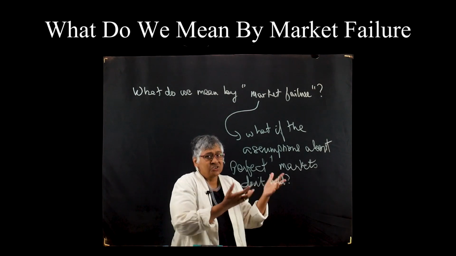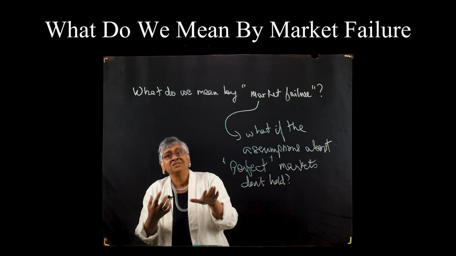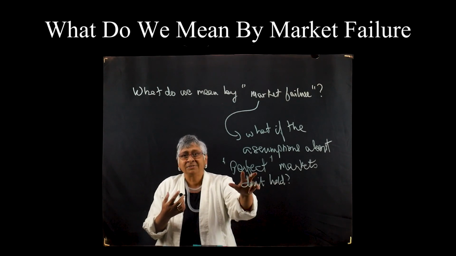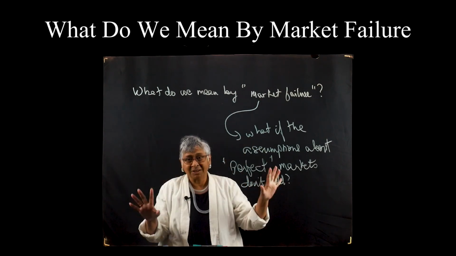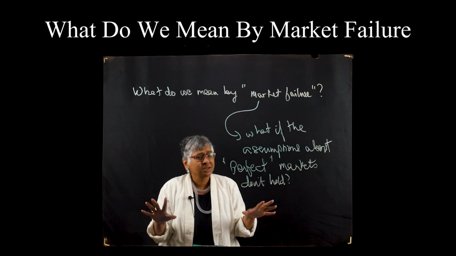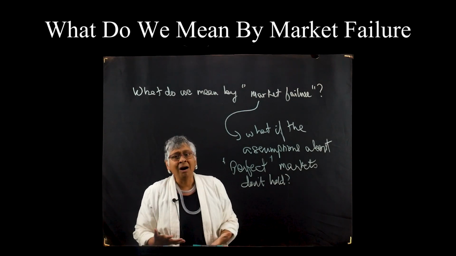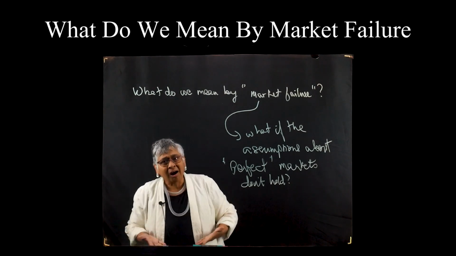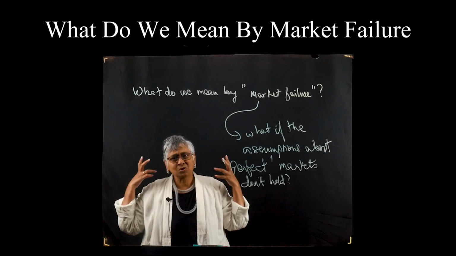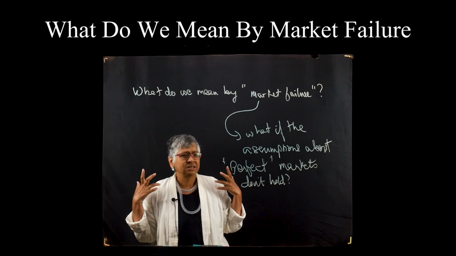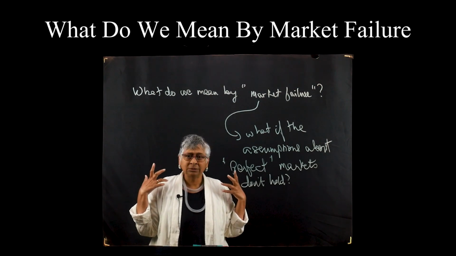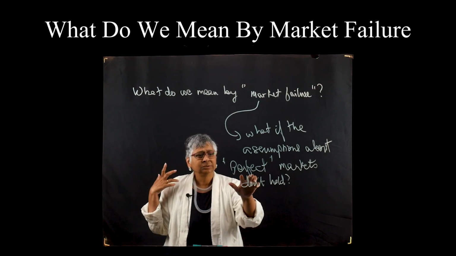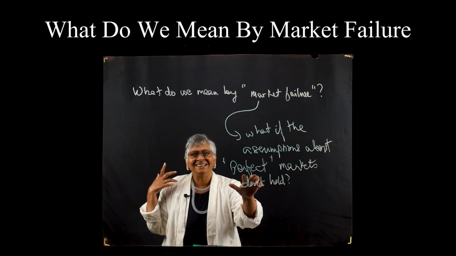You can have heterodox economists who begin with different assumptions than the perfect market and say something different about how market works. But since we are in the neoclassical world, we are going to start with that abstraction of the perfect market and ask ourselves, well, wait. What if reality does not match the ideal abstraction?